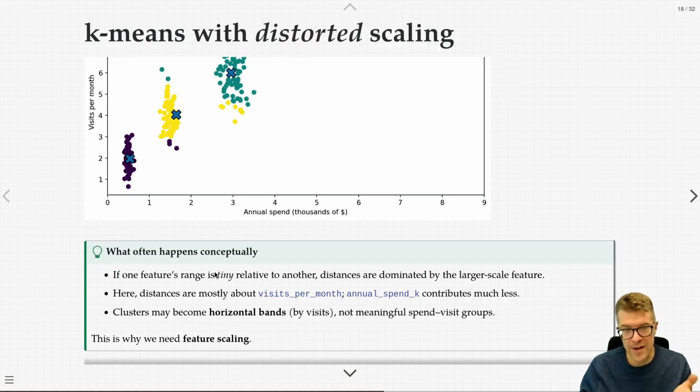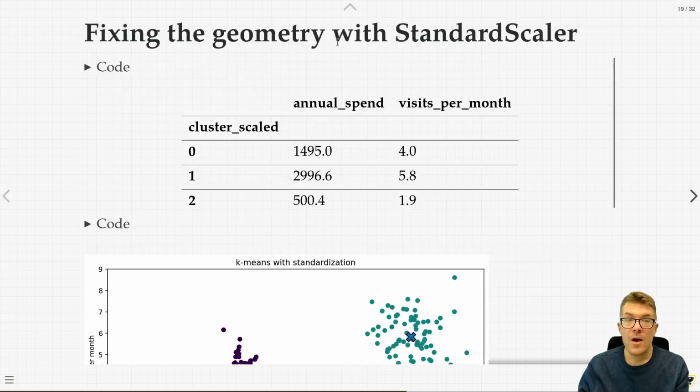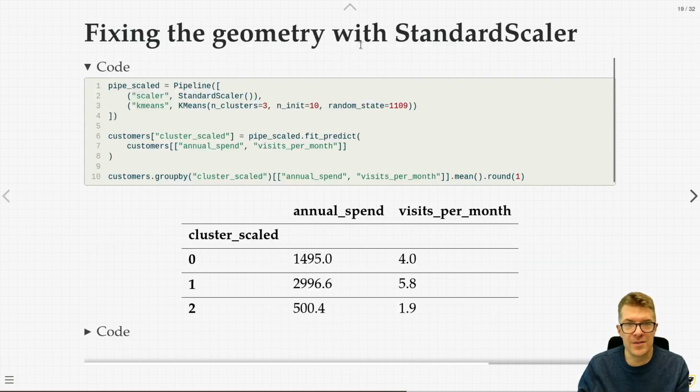So why did this happen? One feature's range was tiny relative to the other, so distances were dominated by the larger scale feature. Here these two variables contributed less, and modifying one distorted things, and we ended up with a very different scenario. Not great. But to the rescue is standard scaler.